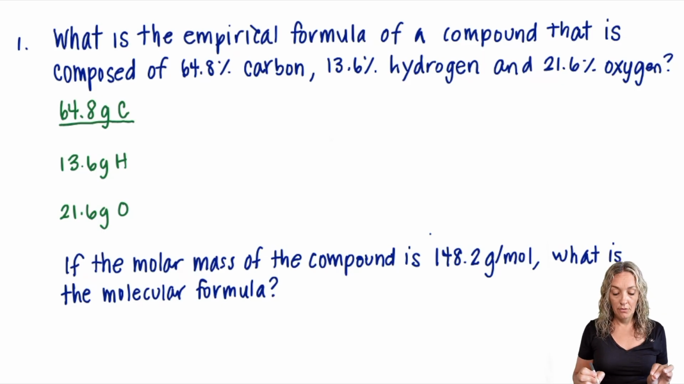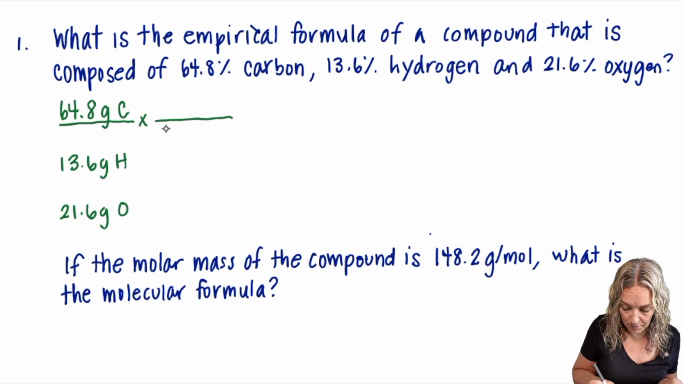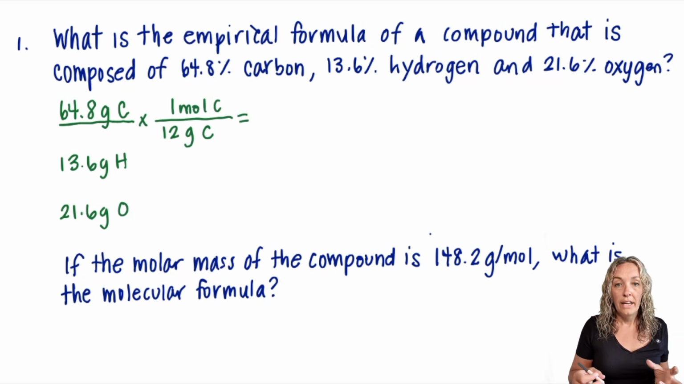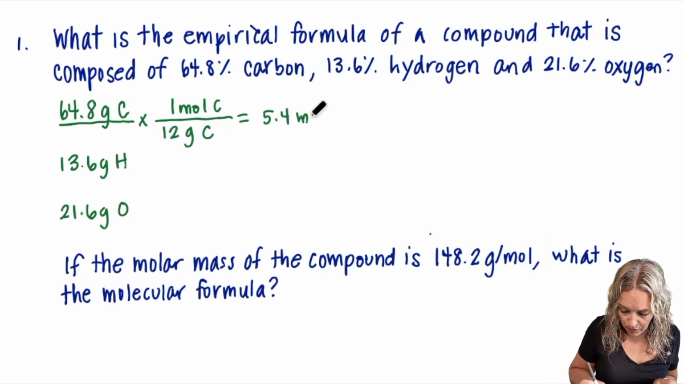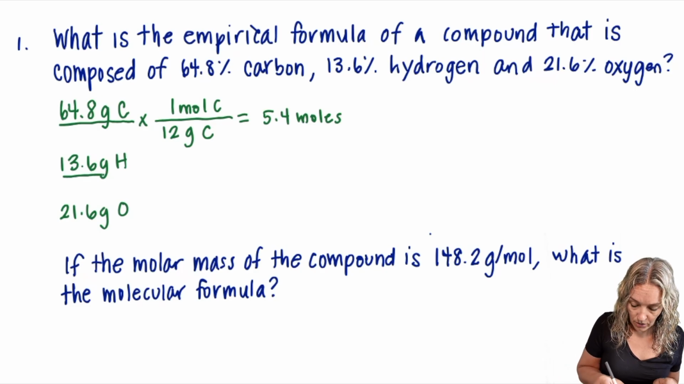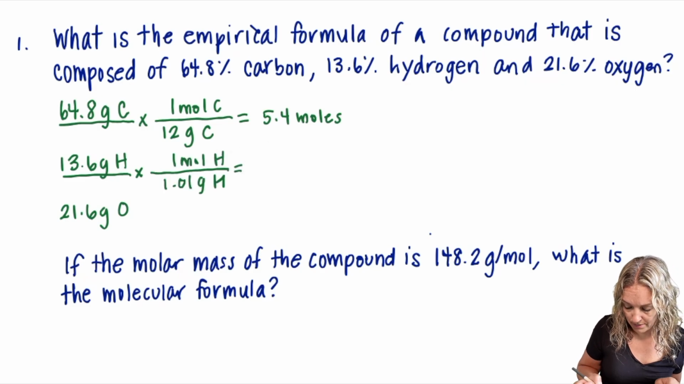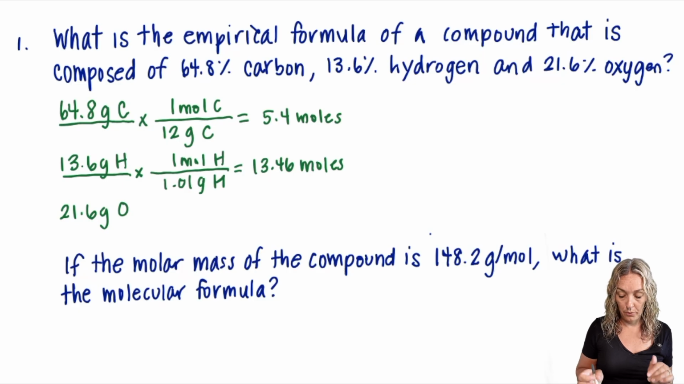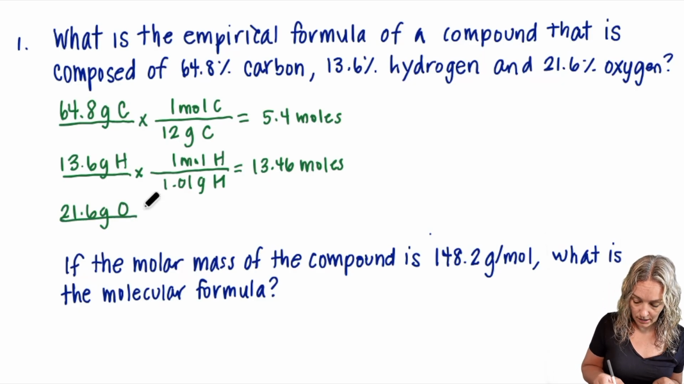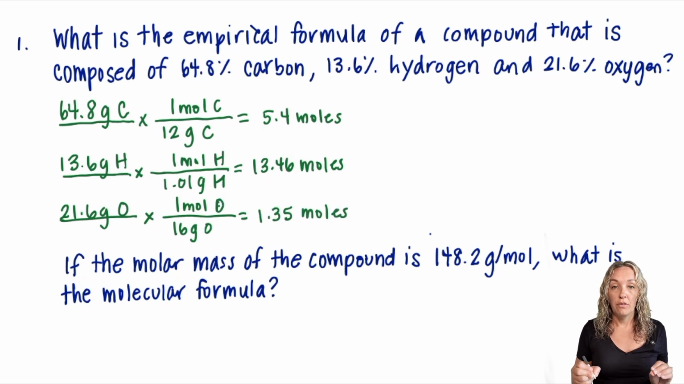I'm going to start by taking my 64.8 grams of carbon and converting that into moles. I can do that using the molar mass on the periodic table, which is 12 grams of carbon per 1 mole of carbon. When I do the conversion, that gives me 5.4 moles of carbon. We're going to do the same thing for the hydrogen and the oxygen. I know that I have 13.6 grams of hydrogen, and I'm going to convert that into moles of hydrogen. That gives me 13.46 moles. I'm going to do the same thing with my oxygen, the last element in this compound. And when I go to the periodic table, there are 16 grams of oxygen in 1 mole of oxygen. That gives me 1.35 moles.